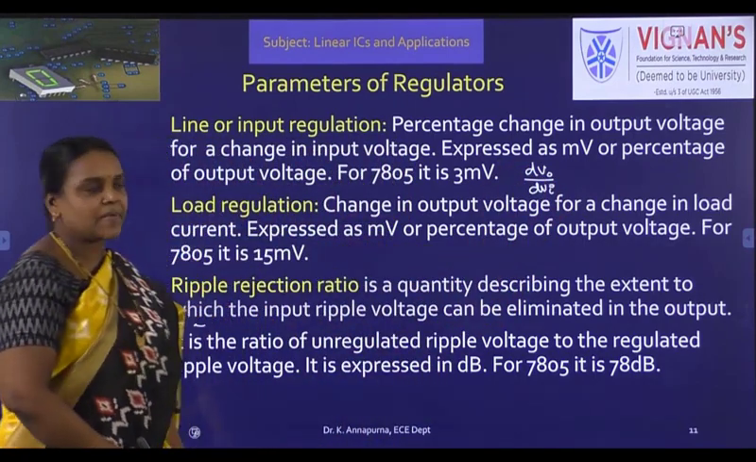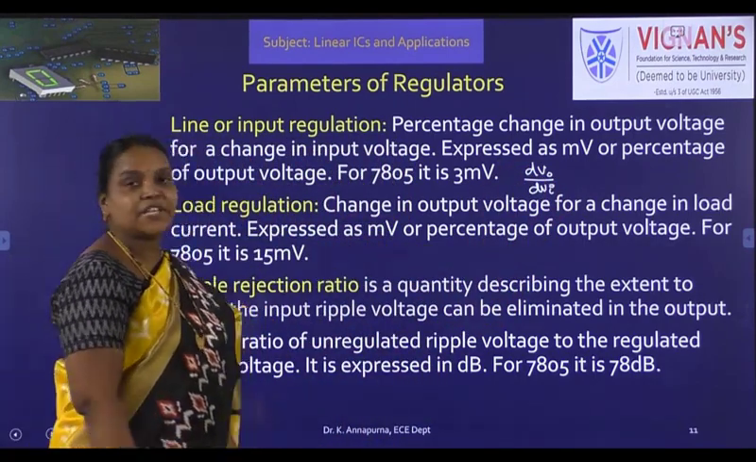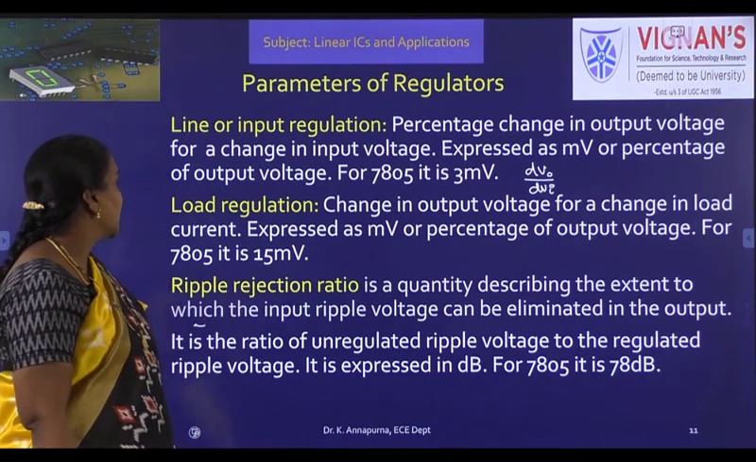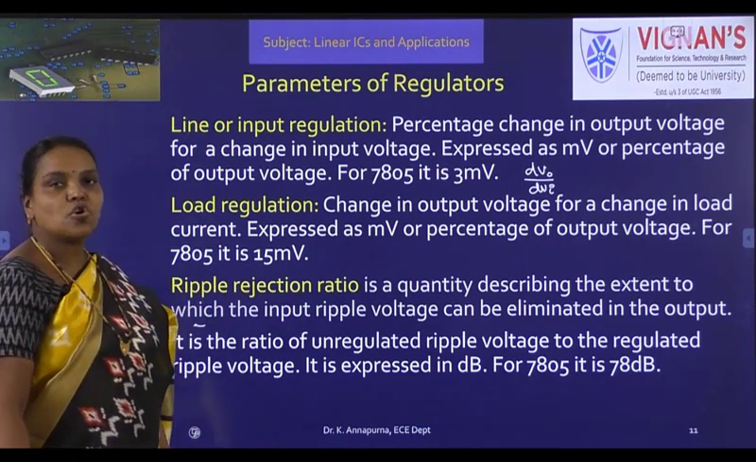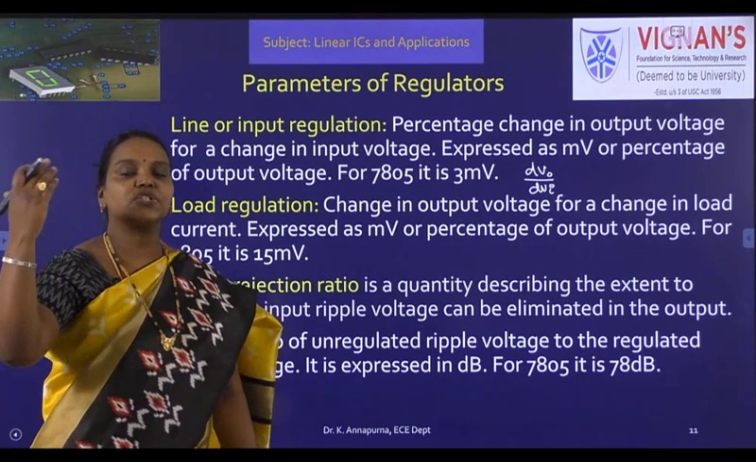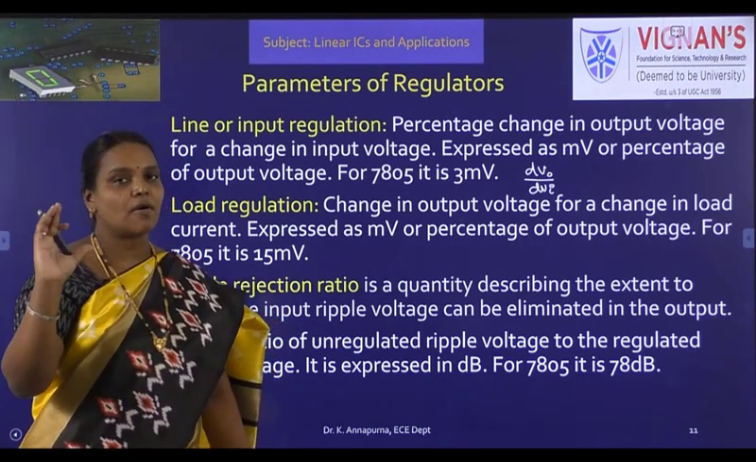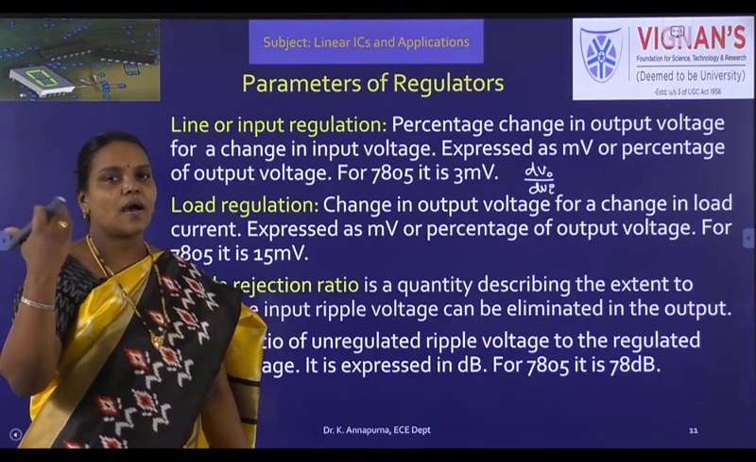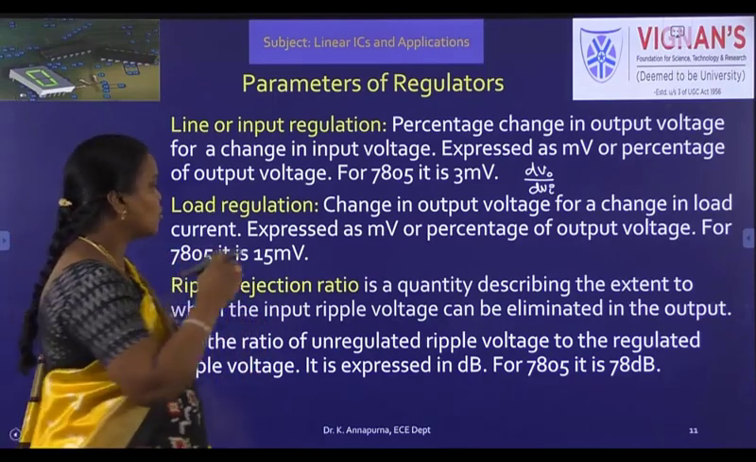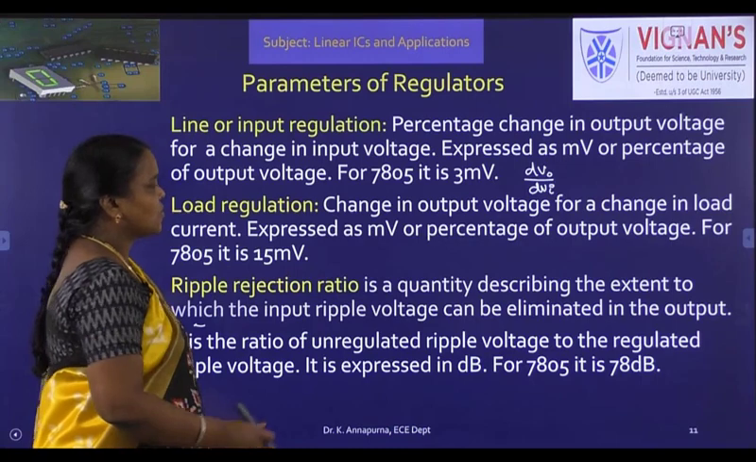Okay, it should be minimum, and for 7805 it is 3 millivolts. And next, load regulation. Load regulation means even if there is a change in load resistance or load current, there should not be any change in output voltage. So how is it maintaining that load voltage constant?